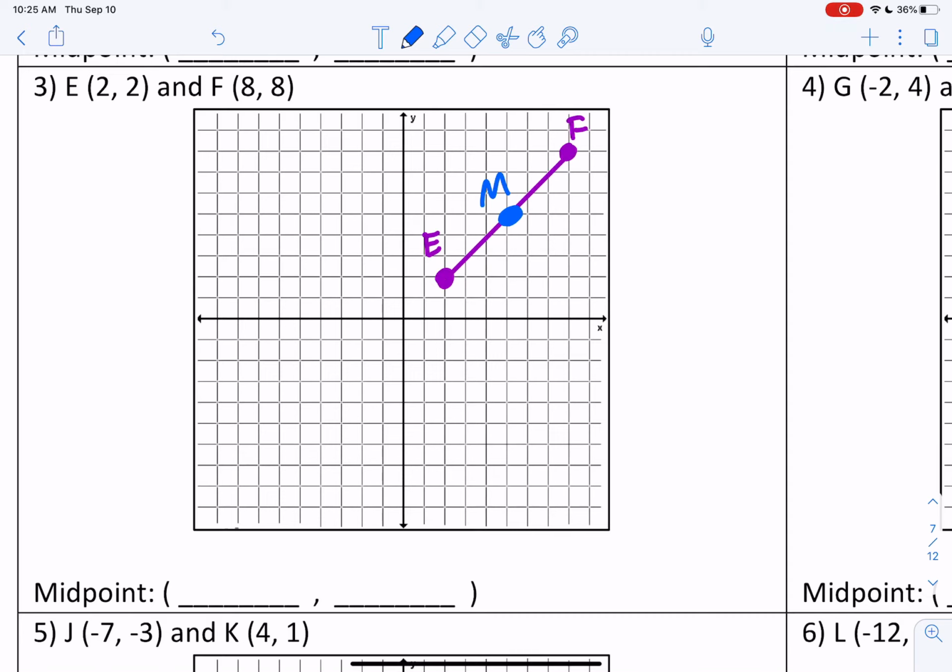Well, what are the coordinates of M? Okay, so if I count my x-coordinates, it looks like it's going to be 6. And if I look at my y-coordinates, that's also going to be 6. Oh, just kidding, 5 and 5. So again, looking at my numbers here, I've got (2, 2) and I've got (8, 8). 2 and 8 are 6 units apart from each other. And so that halfway point is going to be 3 units from each. So how am I getting to this midpoint based on that?